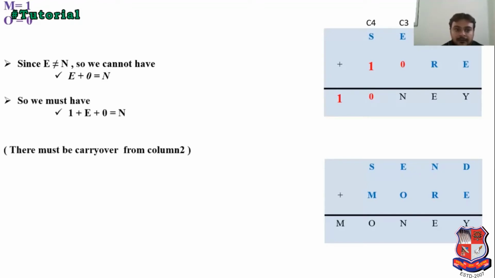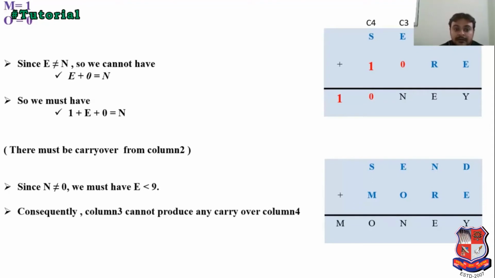So we must have 1 plus e plus 0 is equal to n, and it is possible when there is a carry over from column number 2. Since n is not equal to 0, we have said e is less than 9. It is possible when column number 3 cannot produce any carry over to column number 4. So we can easily apply the value of O in our equation number 1. So s plus 1 is equal to 10, so we can easily find out the value of s is equal to 9.